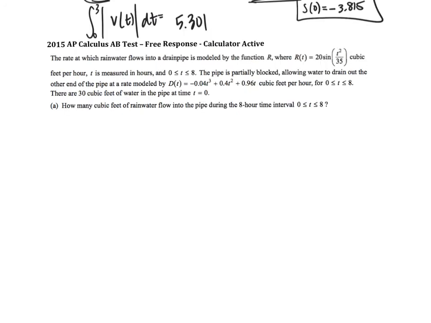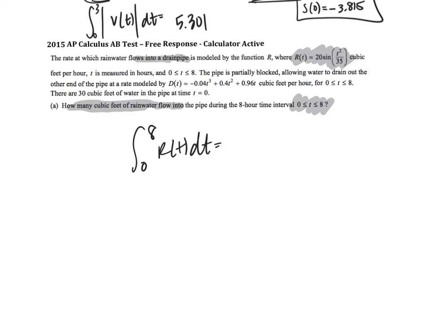This one's got a lot of words, for me only giving you part A. If we're asking for how many cubic feet of rainwater flow in, and again, the water is flowing into the pipe with the R of t expression. If we're looking at that quantity from 0 to 8, I'm going to integrate from 0 to 8 that R of t function with math 9. I'm going to plug that into my calculator and get 76.570 cubic feet of water.